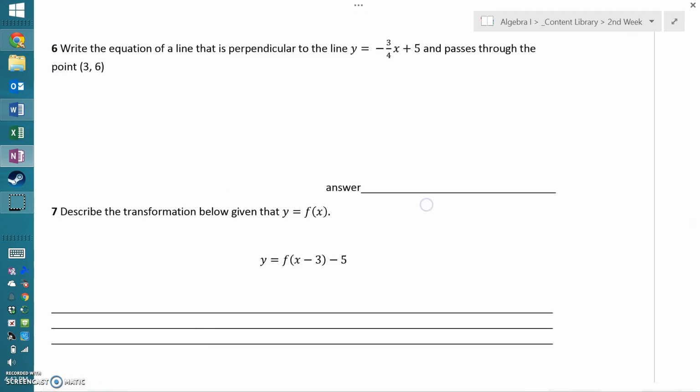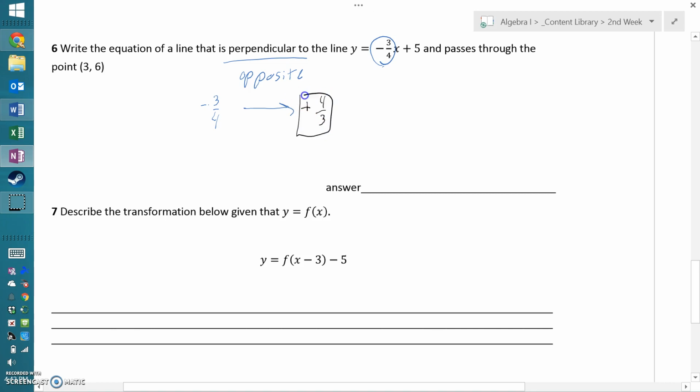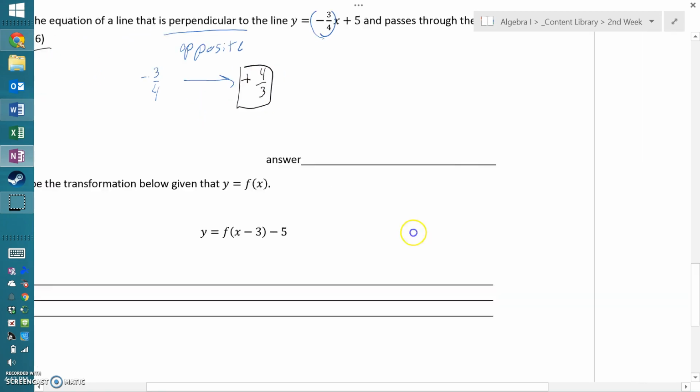Now, number 6 is very similar. Perpendicular. And like I said in class, perpendicular is the opposite of whatever slope that you're given. So I say perpendicular of that, that means opposite of this. So this is the slope that you're given. The opposite of that would be if I change the sign from negative to positive, and if I change the entire fraction to 4/3. Completely different. Opposite in all things, sign and numbers. So this is going to be the slope you're going to use. There's your point.